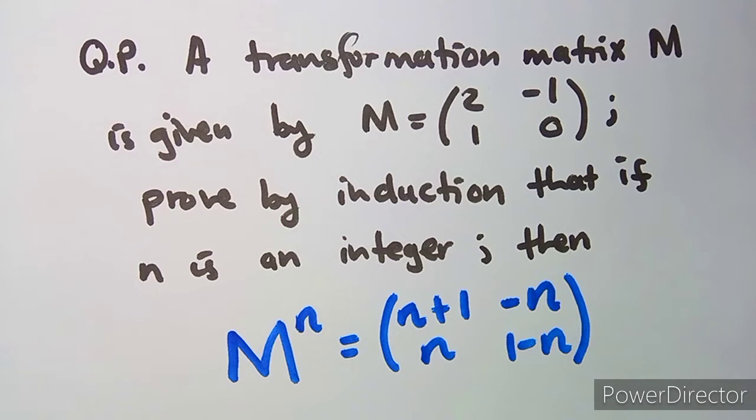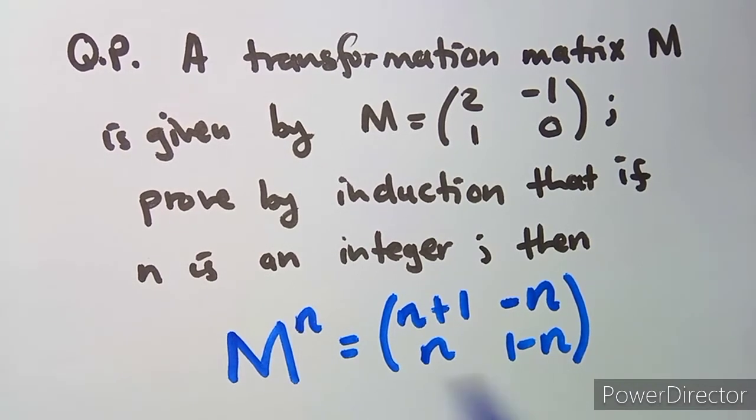We are given a transformation matrix M, which is given by 2, minus 1, 1 and 0. Prove by induction that if n is a positive integer, then the following is true. Remember, that is the statement that you're already given. This is your P(n), the statement that you're already given in matrices.